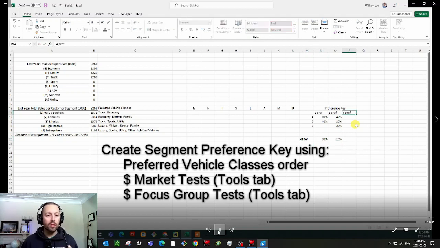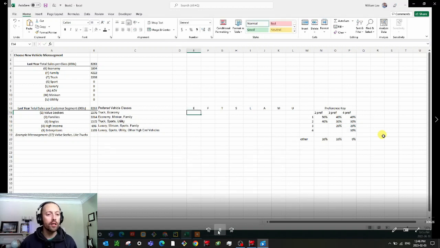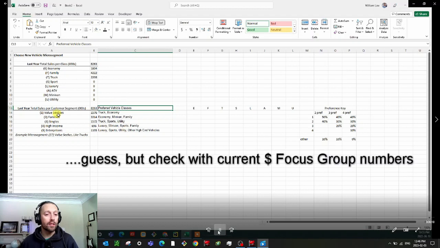The key is created by looking at the market tests and the focus group tests and saying, okay, what is it right now? We know that there are no luxury vehicles out there, but we know that there's economy vehicles. And so we can kind of pattern off what Stratsim is going to give us for those preferred vehicle classes.